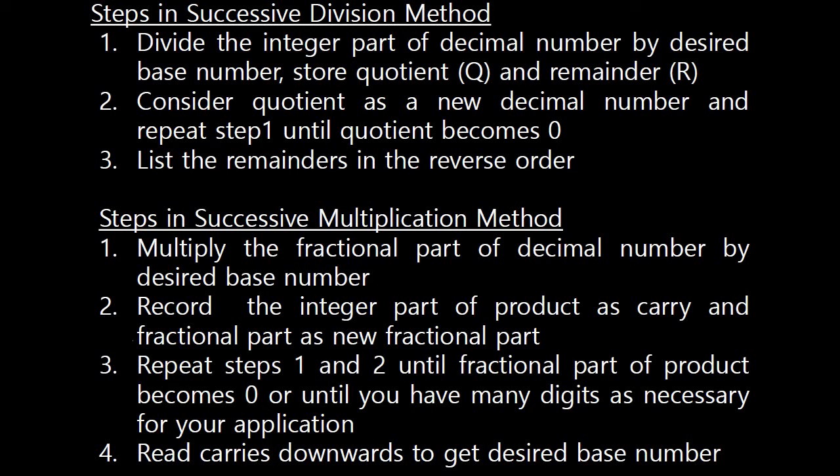Repeat step 1 and 2 until the fractional part of the product becomes 0, or until you have as many digits as necessary for your application, and read the carries downward to get the desired base number.